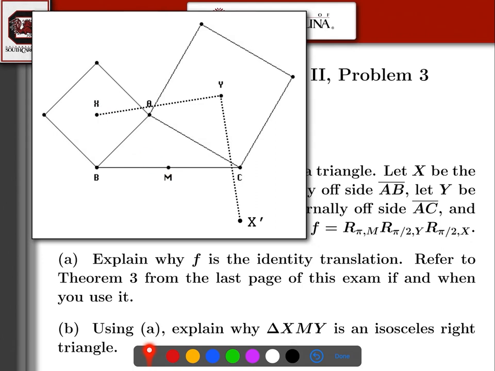And the other thing we get is that these are all in a straight line because we're rotating by pi. So again, X prime has to go to X by rotation about M by pi because F was the identity. So F has to take X to X. So we get that the MX here and the MX prime are the same length, and these points X, M, and X prime are all in the same line because it was a rotation by pi.